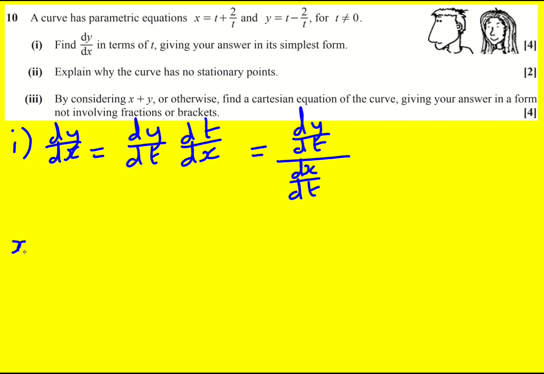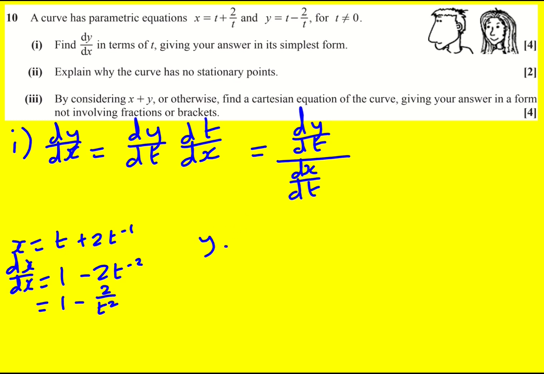All right, well, x is t plus 2t to the minus 1, which means dx by dt is going to be 1 minus 2t to the minus 2. And if I write it back as a fraction, it's going to be 1 minus 2 over t squared. And then similar for y, y is t minus 2t to the minus 1. So dy by dt is 1 plus 2t to the minus 2, or 1 plus 2 over t squared.